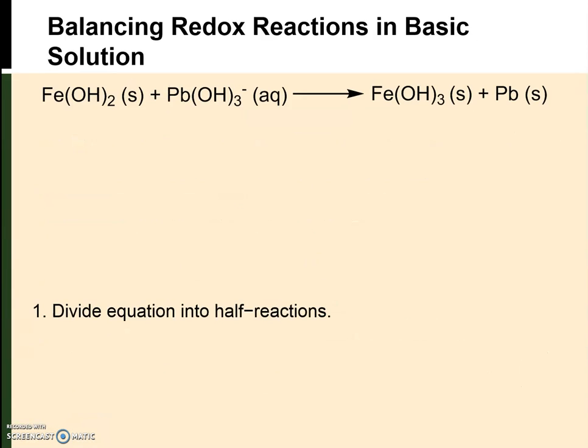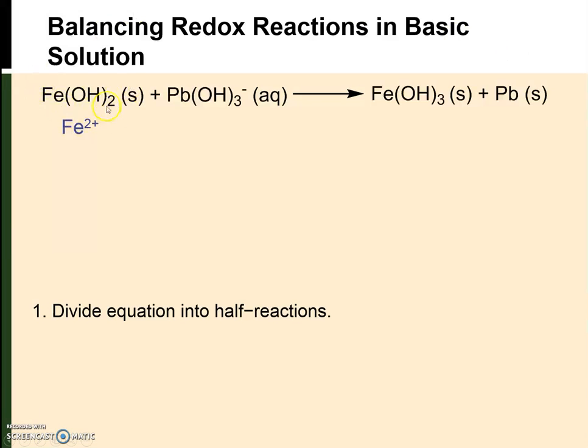So the reaction we'll look at is the reaction of ferrous hydroxide with lead hydroxide to form ferric hydroxide and lead solid. So just as we did in the previous cases, we want to start by dividing the reaction into half reactions. So we do this by determining the oxidation numbers on each of the atoms in order to decide what's being oxidized and what's being reduced.